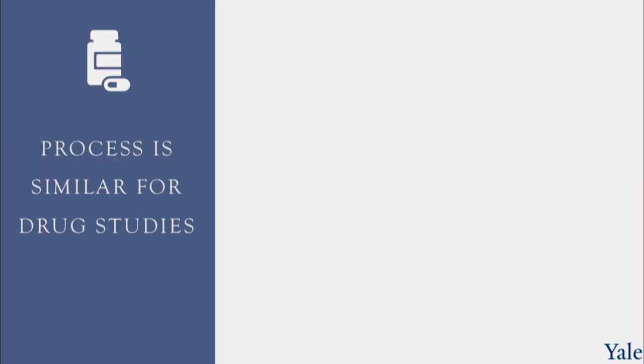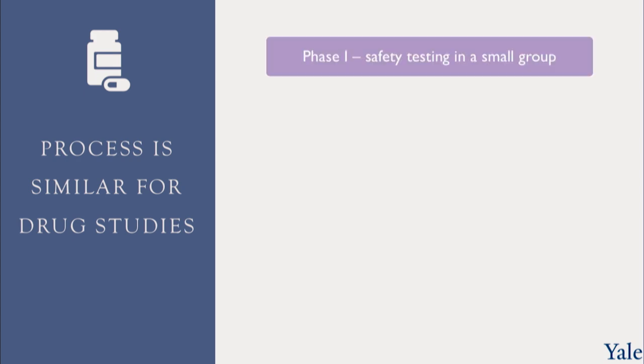Now, in this pandemic era, you may have followed the drug studies and the vaccine studies and how the review of those has happened. So the process the FDA uses is similar for drug studies. We have a phase 1 study. This is a safety testing in a small group. We give the drug to a small number of people, make sure there are no side effects.